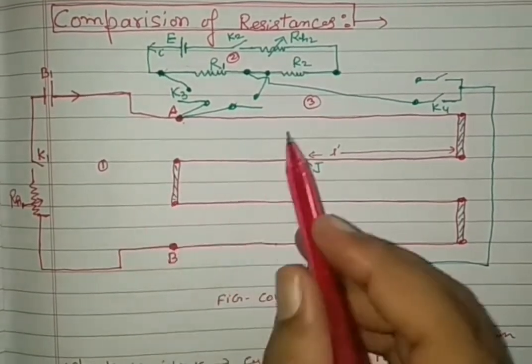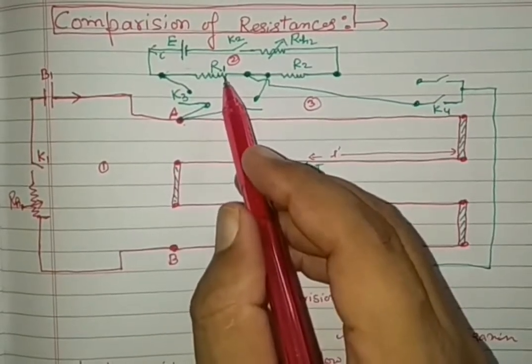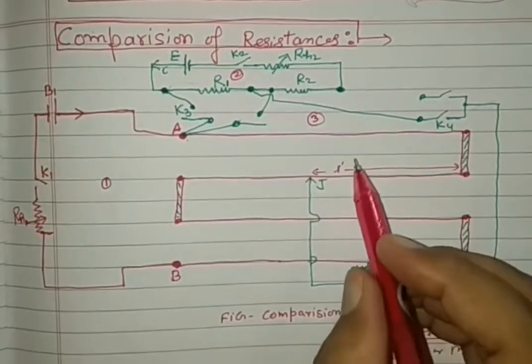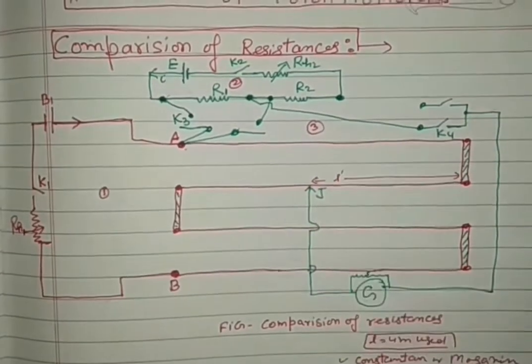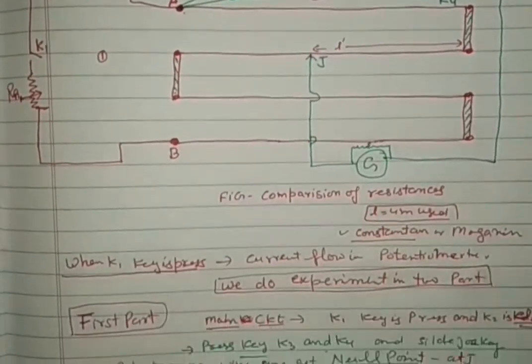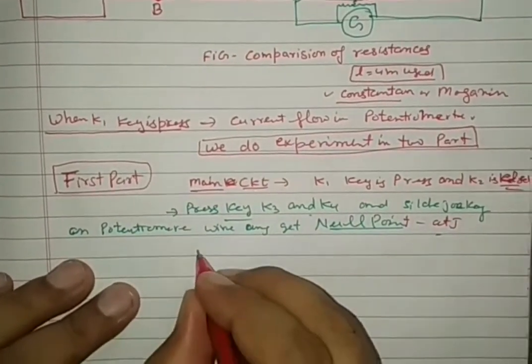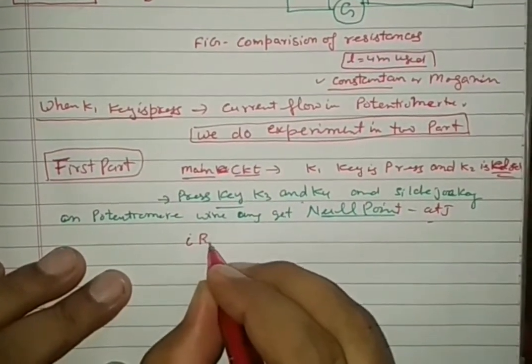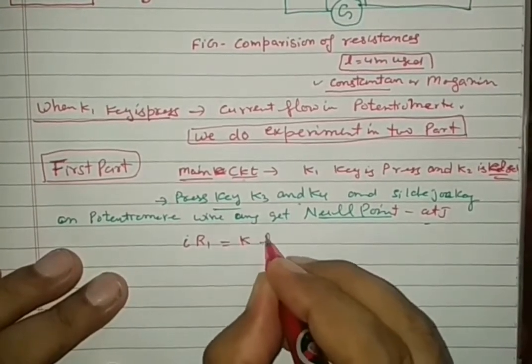The potential gradient flowing in the main potential wire due to the battery V1, and the potential flowing in VIR, if equal and opposite, then the null point is obtained. In that condition, the net potential flowing in loop 2, that is IR1, is equal to KL1.